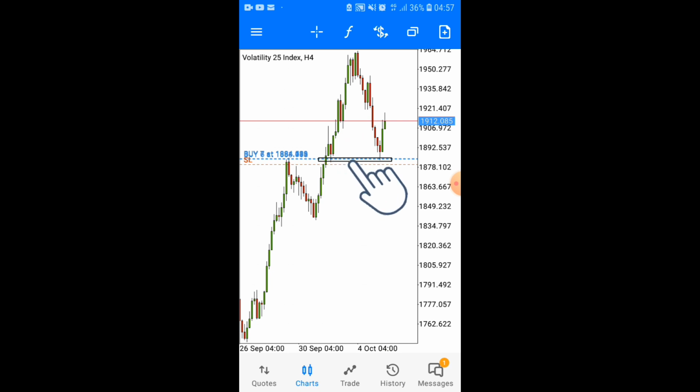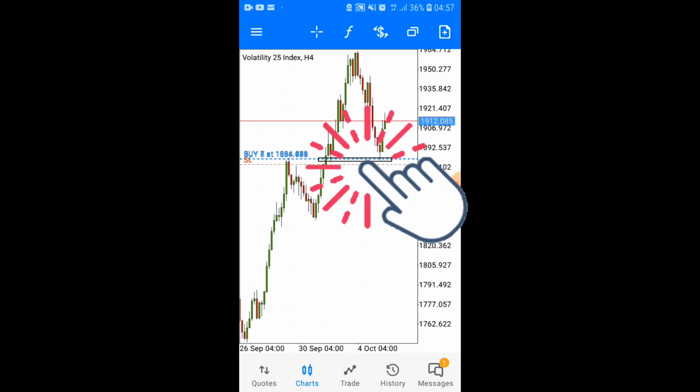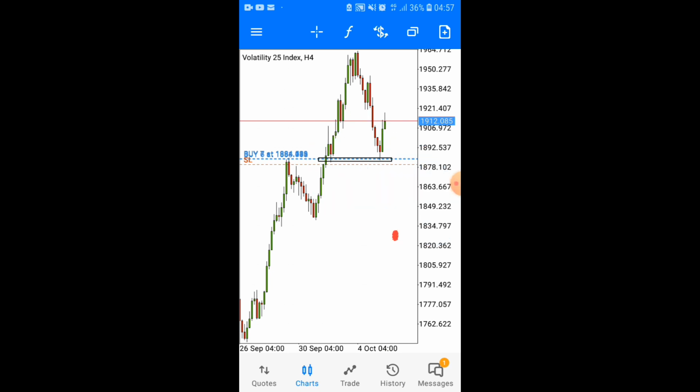Now this is the point that you should note down in bold letters. The market does not always have to retest to this level before going up. It can at times fail to retest to this previous higher high and come down all the way to this level right here. So make sure you practice proper risk management at all times.